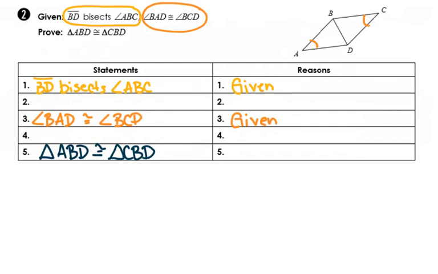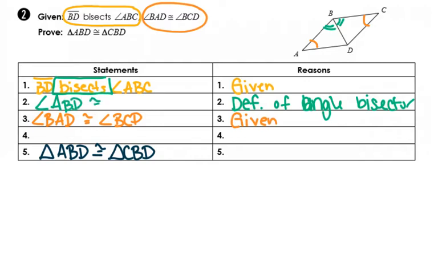So at the very least, just from reading the problem, you should be able to state this. Now, if I use a little brain power, if I use that definition of bisect, my next statement needs to be definition of bisect. Actually, we're going to put angle bisector. Alright, if it bisects ABC, then these two angles are congruent. So that's going to be my next statement. So ABD is congruent to angle CBD.